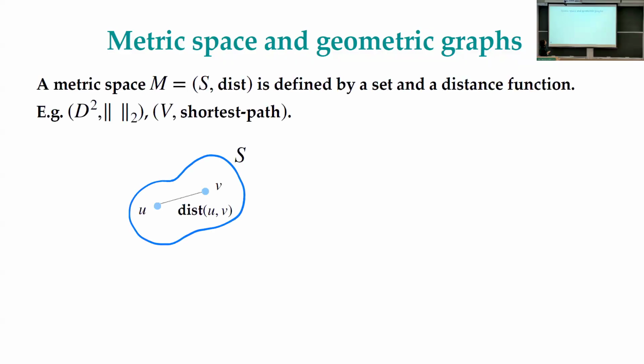Okay, so to explain the construction, let me first start by introducing metric spaces and geometric graphs. From there, we'll get some intuition about why the construction we have eventually will be a high dimensional expander. So recall that a metric space is parameterized by a set and a distance function that specifies the distance between pairs of points in the set. It could be continuous or discrete.